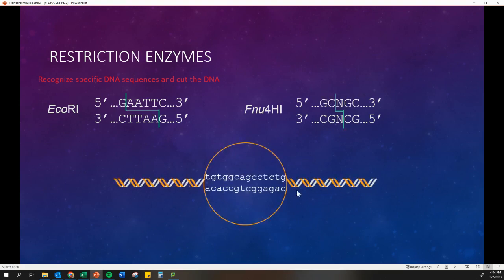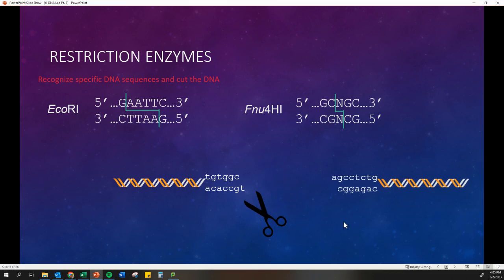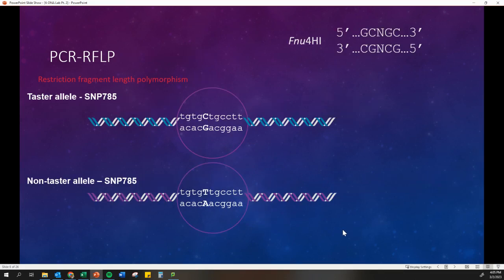Okay, so we can use this and add it to our DNA, and it will identify the sequence. Here we see GCAGC, which is the same as this. And this enzyme will come through and cut that DNA into different pieces. Okay, so FnuDII is the enzyme that we used in our particular lab. There's lots of different enzymes that recognize different sequences.